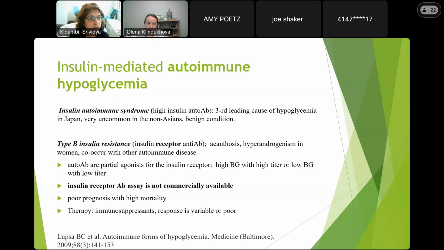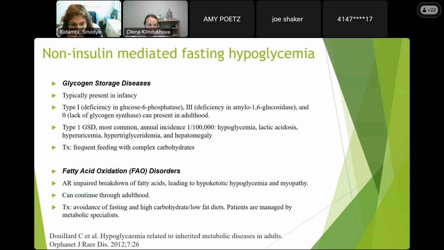Generally, those patients will have very poor prognosis, high mortality, and unfortunately, that's what happened to the patient that I have. Treatment, we don't have any successful treatment modalities. Different immunosuppressants are used, as well as steroids, but generally it's a very challenging condition, likely very, very rare.